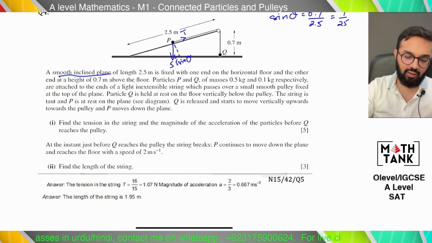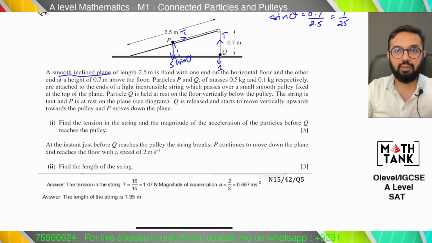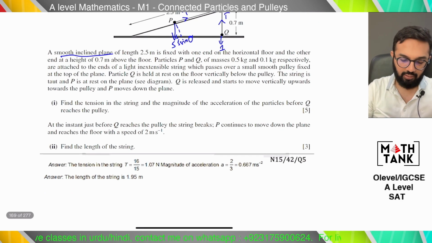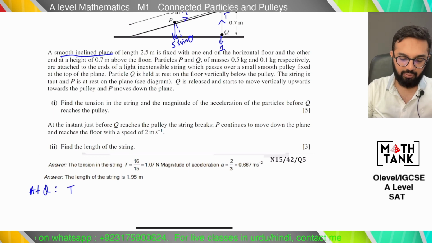So this is T. This is also T. This has a downward force of 1, 0.1 is the mass, so 1 is the weight downwards. So at Q, what is happening? It's moving up. T minus 1 equals 0.1a.